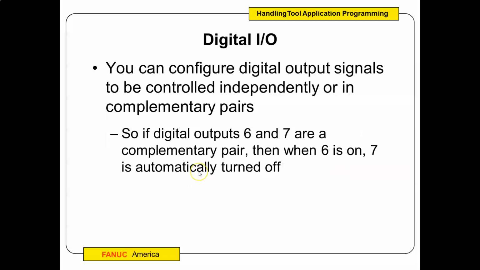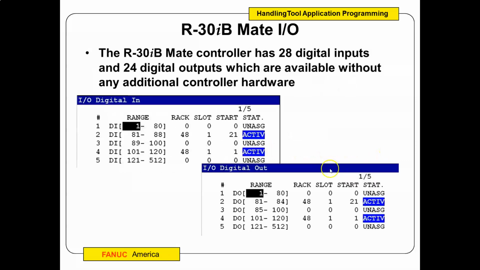So with complementary pairs, what this means is if you have 6 and 7 set up as a complementary pair, when 6 is on, 7 is automatically turned off. Especially, this works on double solenoid cylinders and things like that we talked about, where you don't want both solenoids on at the same time. That's its common use, but it can also be used on some messaging communication type things. It's still good practice to shut 7 off in your program, but it should go off automatically.